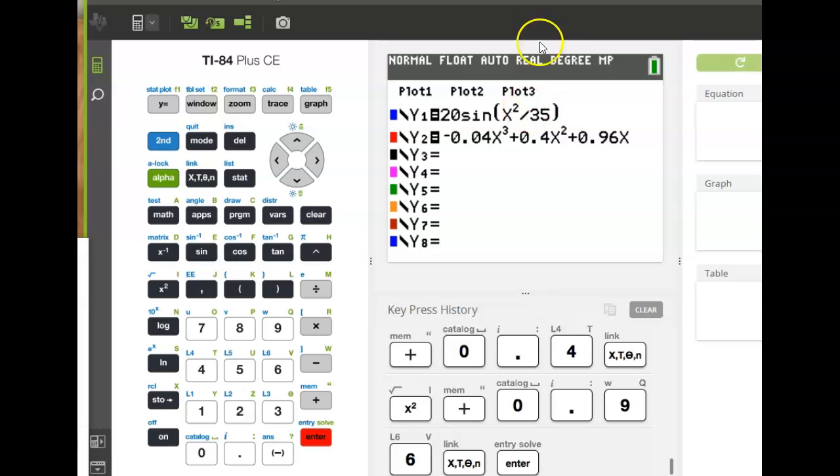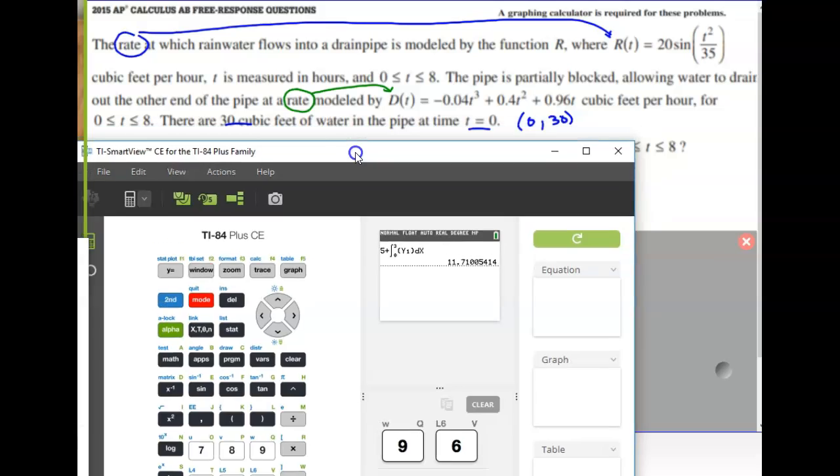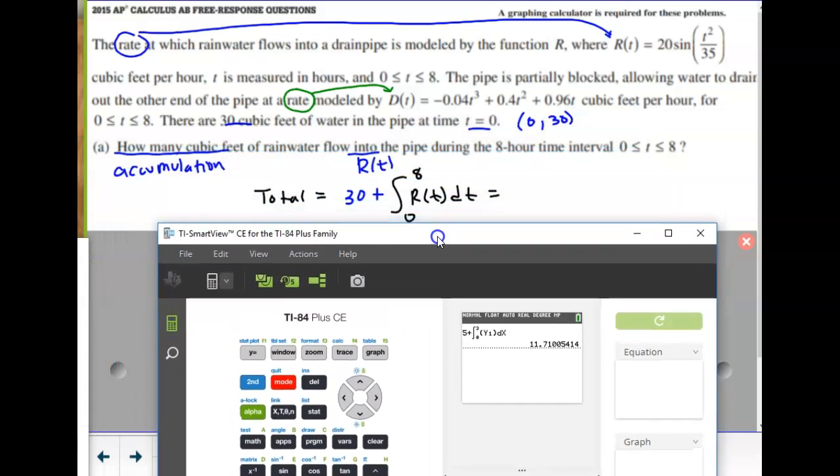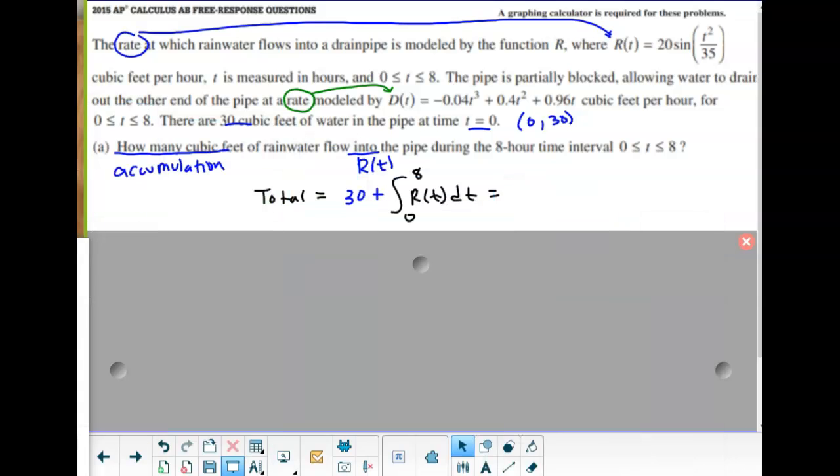Okay. Once you have those in, now let's go to a blank screen and let's do this integral, 30 plus 0 to 8 of R of t, which you have to remember is y1. By the way, if you were to write y1 here, they would not accept that because y1 is only true to your calculator. So the person reading this doesn't know, you have to use R of t even though we called it y1. So just be careful of that. All right, so let's go ahead and do that. You guys are probably already done with it.